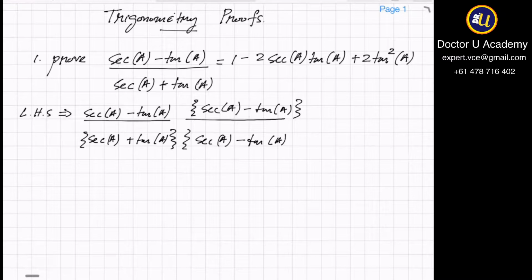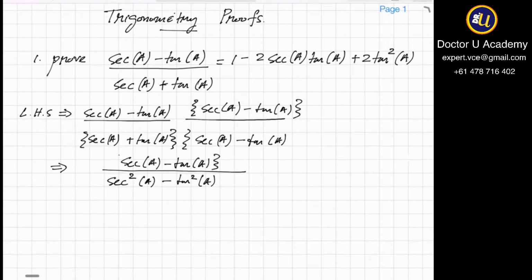So my second attempt would be, if you do that, you will get sec squared a minus tan squared a in the denominator. Then you get sec a minus tan a, the whole thing squared. So you know this is going to be 1. Why? Because you know sec squared a is equal to 1 plus tan squared a. We know that. So because of that reason, it's going to be 1.